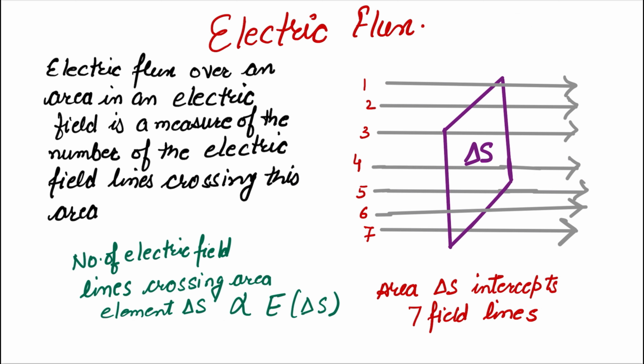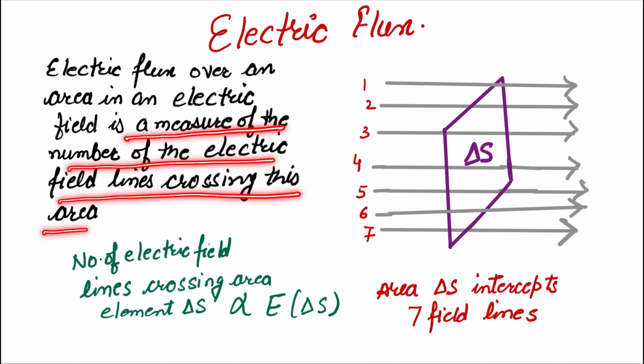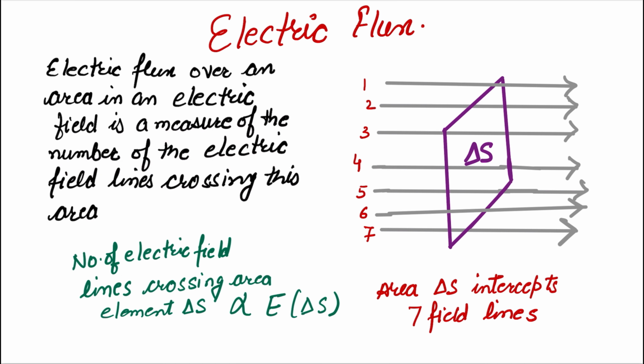Electric flux over an area in an electric field means you will talk about the electric flux when you have placed any area inside the electric field. It is the measure of the number of electric field lines crossing this area, right? Let us understand this figure.